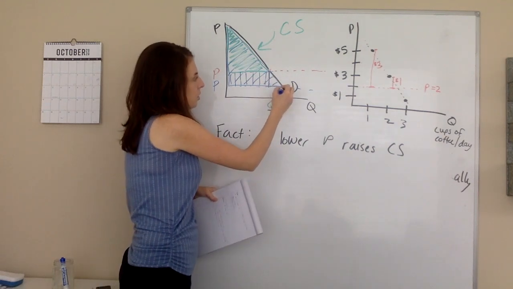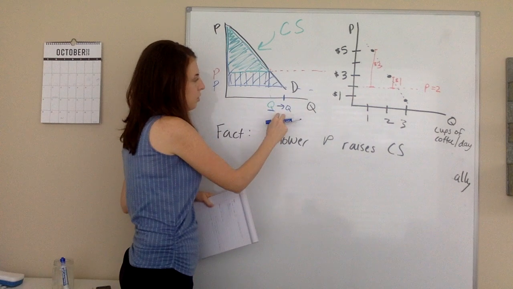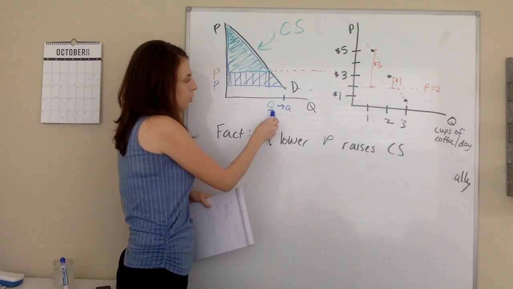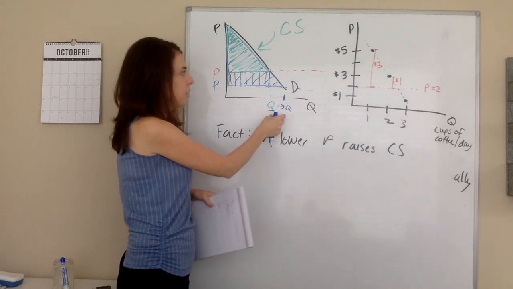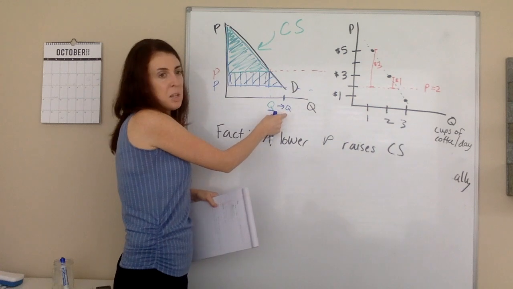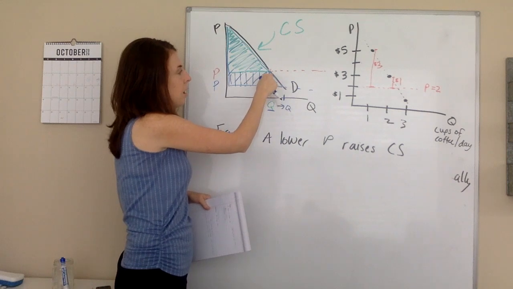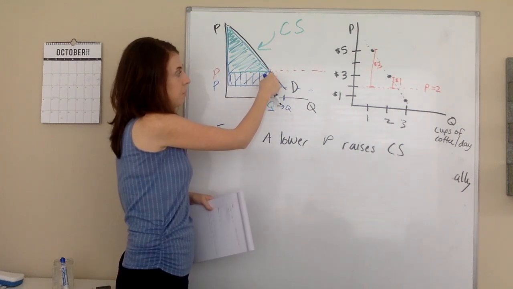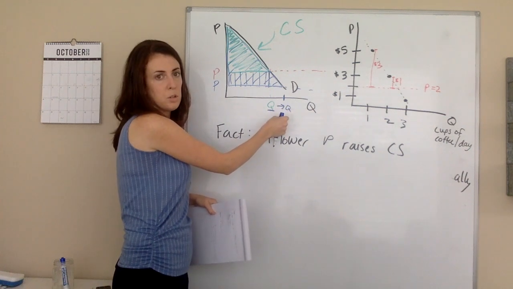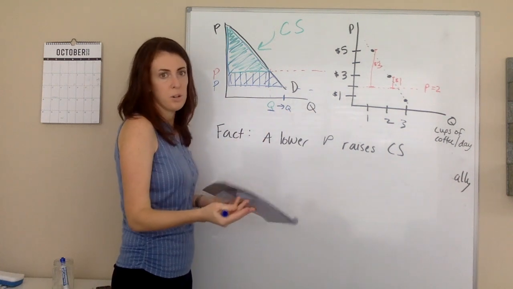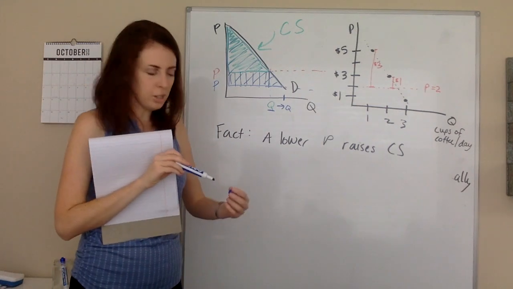But what's also going to be true is that there are going to be some people who jump into the market. These people who start buying these extra goods, previously they weren't getting any consumer surplus because they weren't participating in the market. They weren't participating because their willingness to pay was lower than the previous price level. But now their willingness to pay is above the existing price level. And so we also get some extra consumer surplus because of these brand new customers who decide to jump into the market and participate.